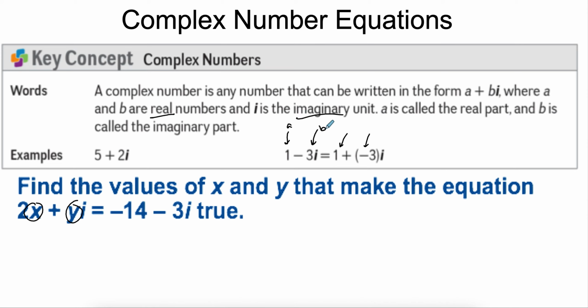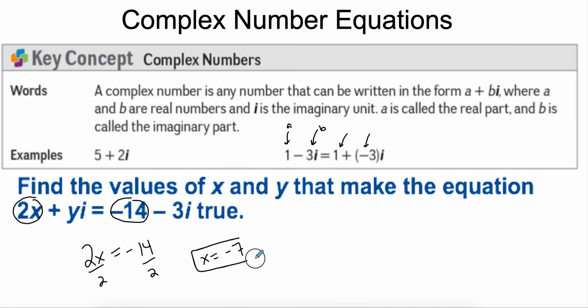And it looks worse than it actually is. All right? So if we're looking at this equation here, the 2x can be compared to the negative 14, because that's what's considered the real part. So this must be that. So you can make a little equation, 2x equals negative 14, and then solve that for x. And you get x equals negative 7. So that would be the answer for x.